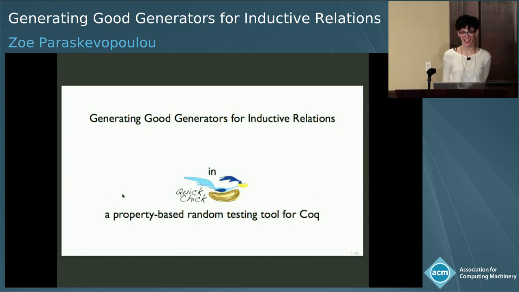And in the process, I will explain what we describe as a good generator. These generators are used for testing in QuickCheck, which is a property-based random testing tool for Coq, and as you might have guessed, a port of QuickCheck, which is a famous random testing framework for Haskell, and it has been ported in many languages and also proof assistants.